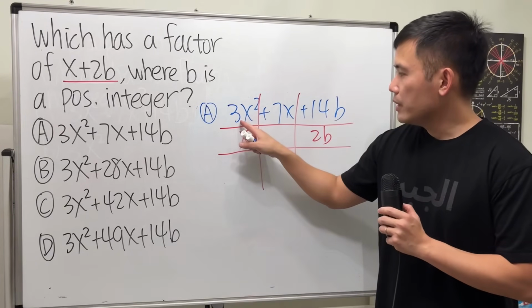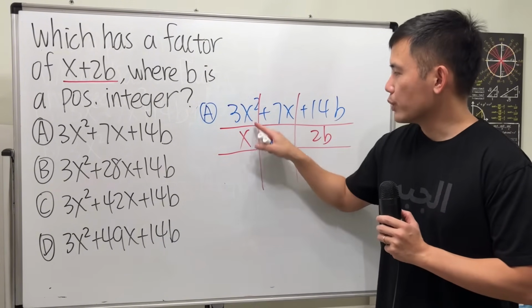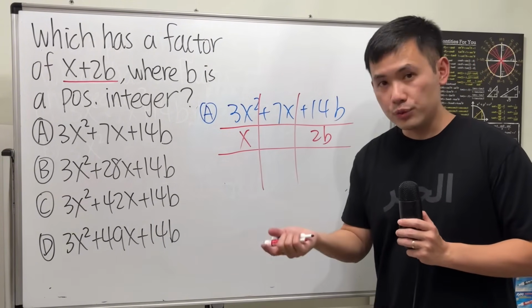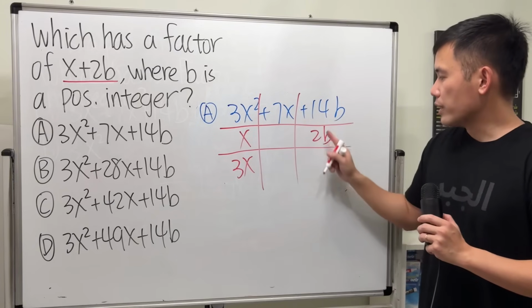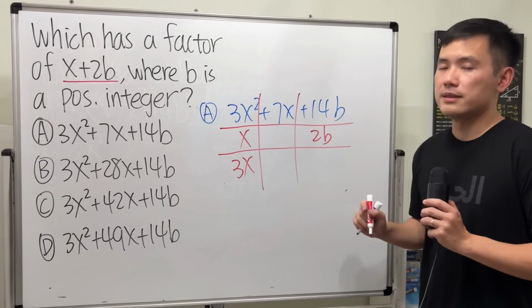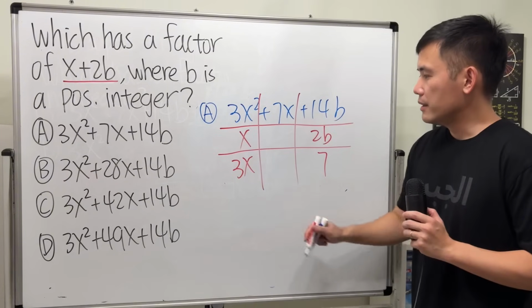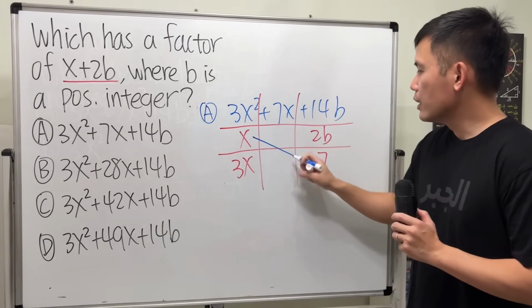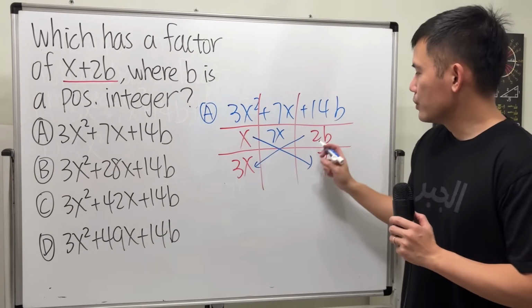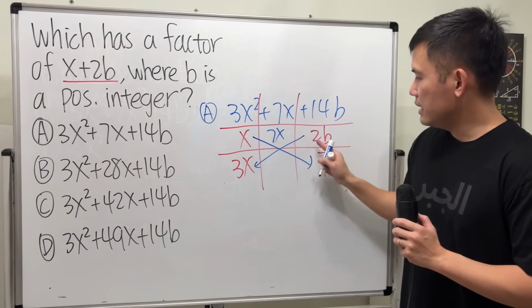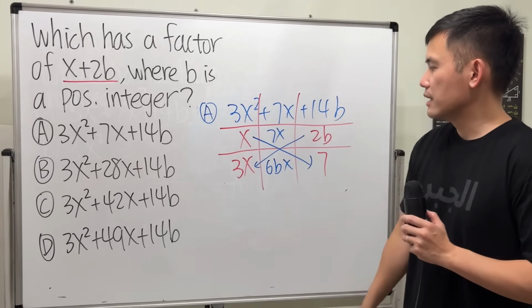Now, here we have 3x squared, and we have x already. What times x will give us 3x squared? We need 3x. Right here, we have 2b already. What times 2b will give us 14b? 7. Then I take this times that, which is 7x. And then I take this times that, which is 6bx.